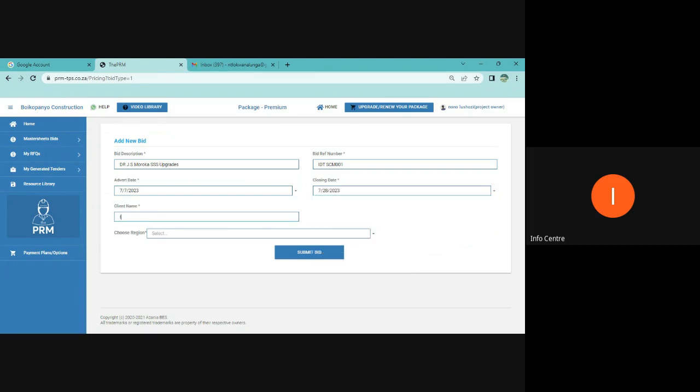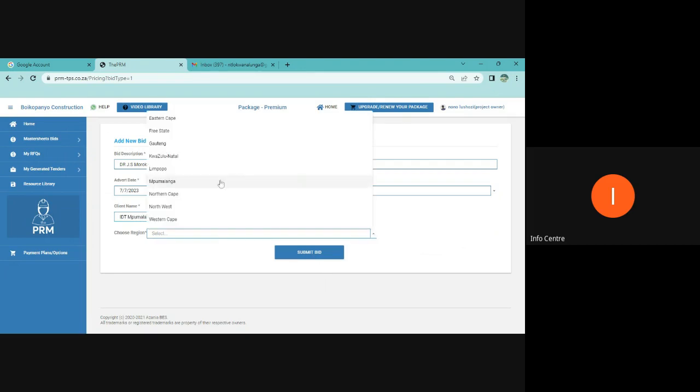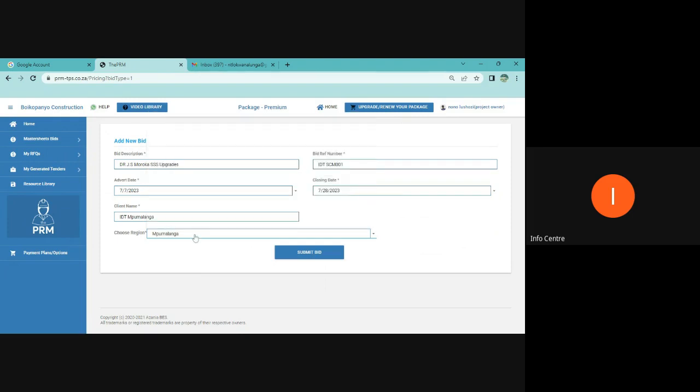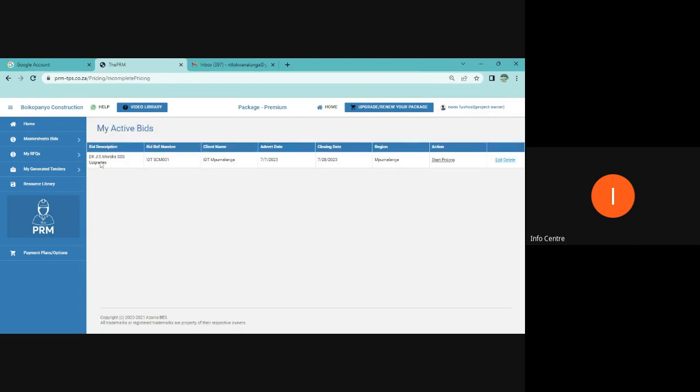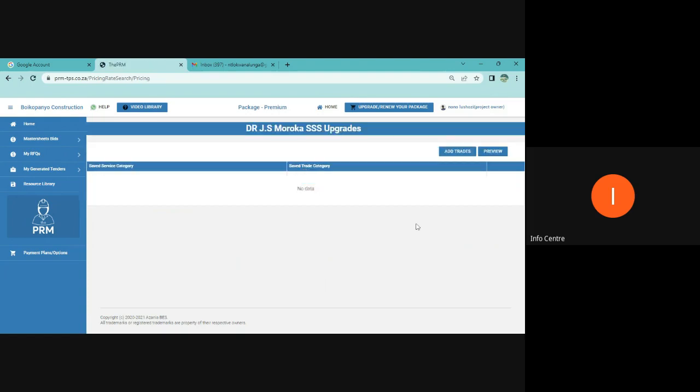Client name is IDT. Mpumalanga. Obviously, the region will be Mpumalanga. And automatically, once you select the region, the system will only give you rates for that particular region so that you don't make a mistake. So with that said, it will put your record over here, and every time now you create rates and everything else, it will save your record over here so that when you get appointed in the next, let's say 3-4 months down the line, you can always come back and get all your BOQs in one area.